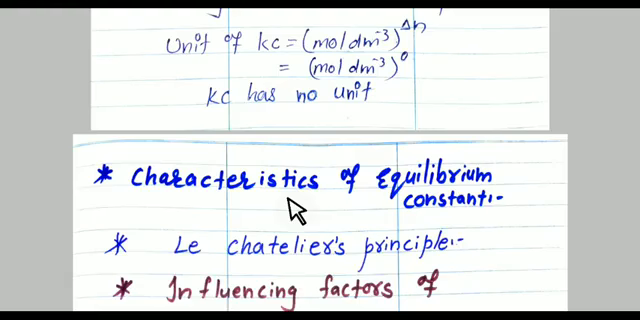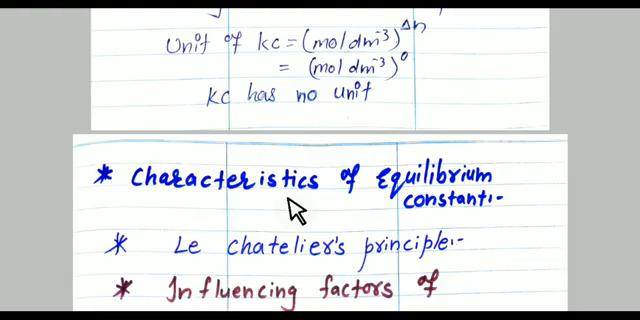Equilibrium constant is always dependent on temperature. That means whether you are taking Kc or Kp, that is, whether you are taking the equilibrium constant at molar concentration or at partial pressure, both equilibrium constants change with temperature. Next, the equilibrium constant has a particular value for a particular reversible reaction, which we can see in the balanced reaction at a given temperature.